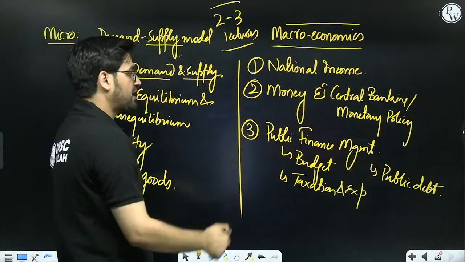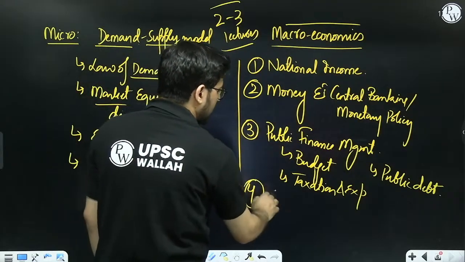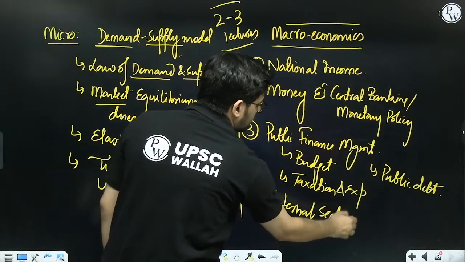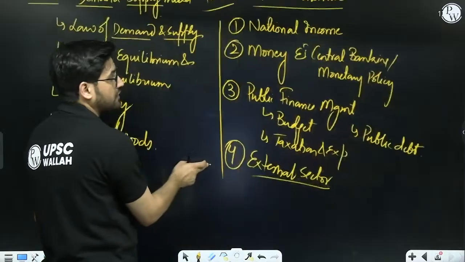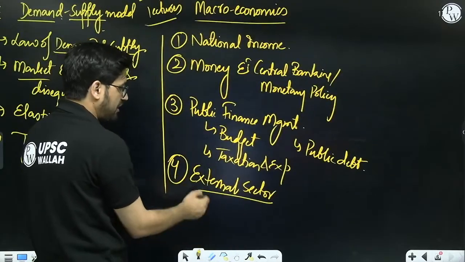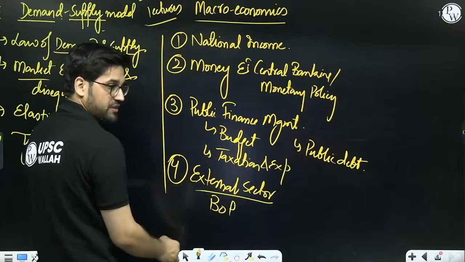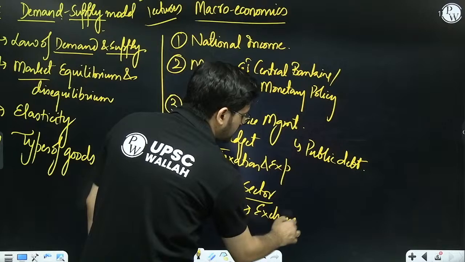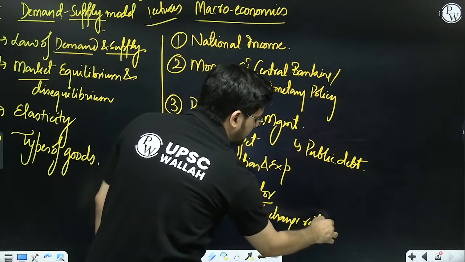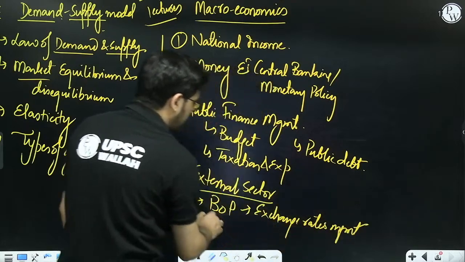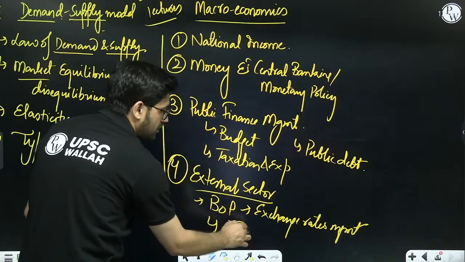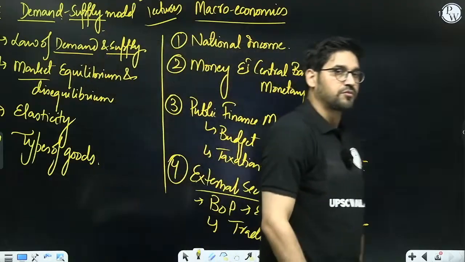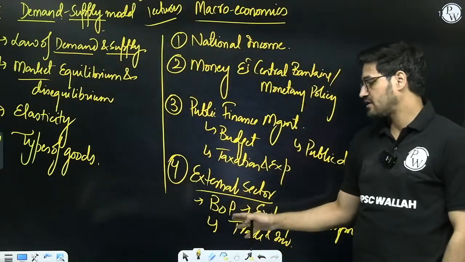After public finance management is over, we'll be picking up on what is called the external sector. In the external sector, we will be discussing something called the balance of payments. We will be discussing exchange rates or exchange rate management. We will also be discussing India's trade and investment policies. So in here, we'll be discussing, in the external sector, the balance of payments.